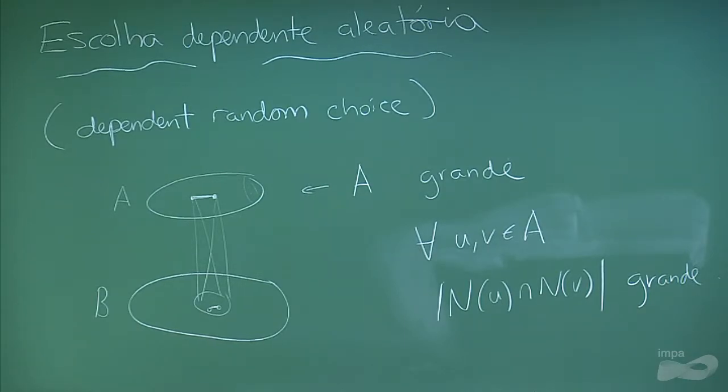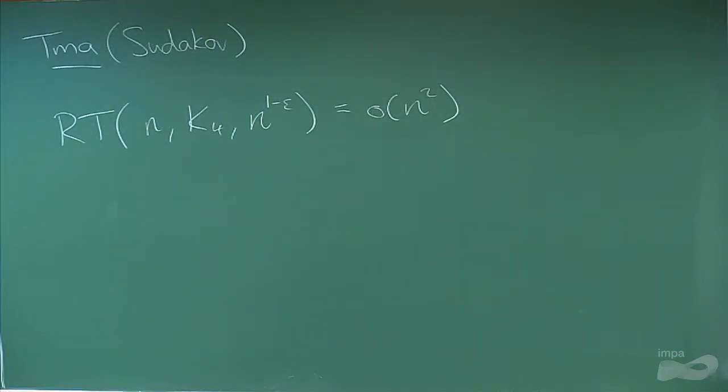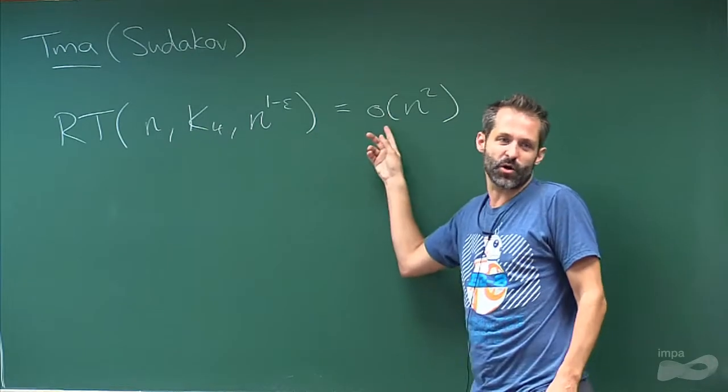So let's try and prove a general form of that. What was the motivating example? What do we want to prove? We want to prove the following theorem of Sudakov. It says that the Ramsey-Turan number RT(n, K4, n^(1-epsilon)) is little o of n squared. Remember that the Ramsey-Turan number RT(n, K4, o(n)) was n squared over 8 plus little o of n squared. So if your restriction on the independence number is just that its size is little o of n, there exist examples which have many edges, n squared over 8 edges. This theorem says if you restrict the independence number more, make it as small as this, then there are no such examples.